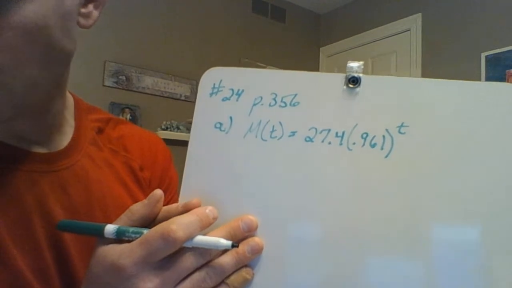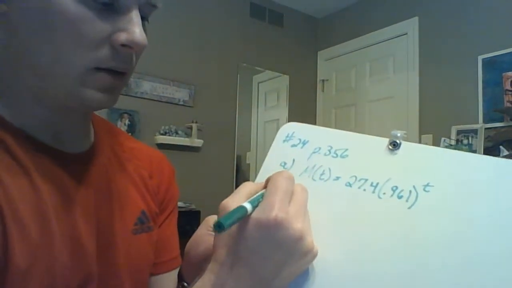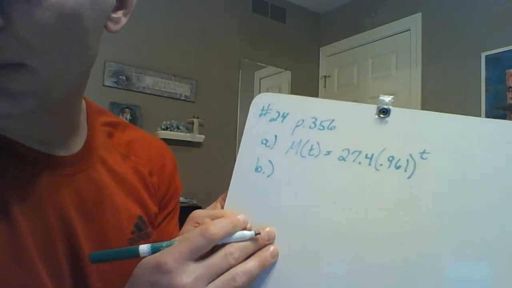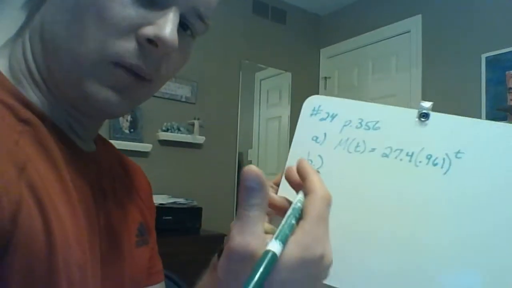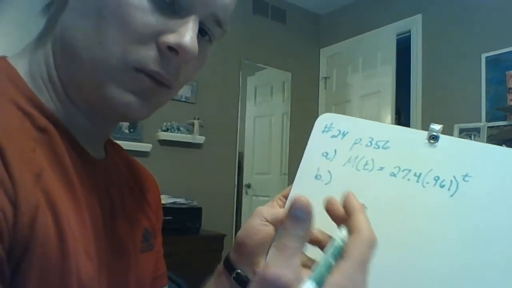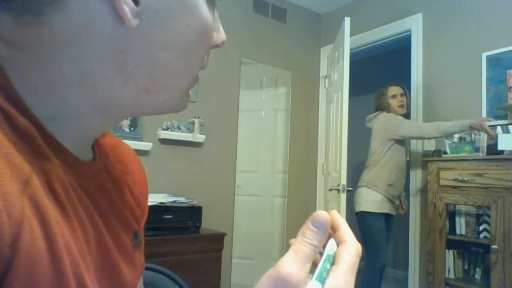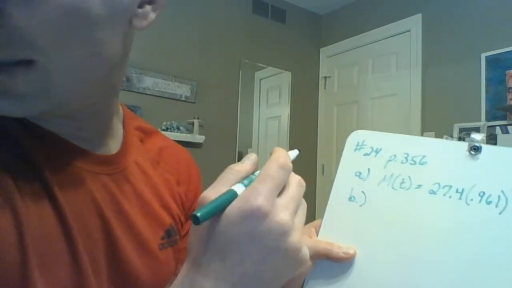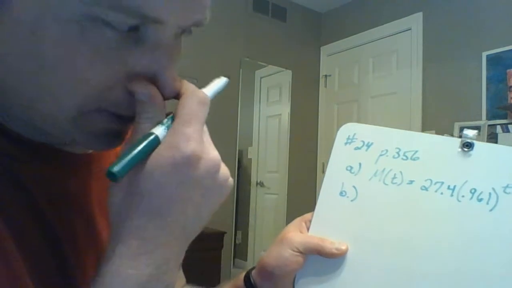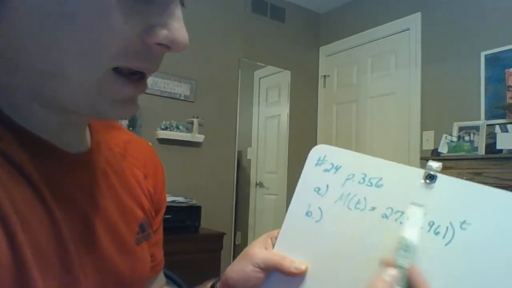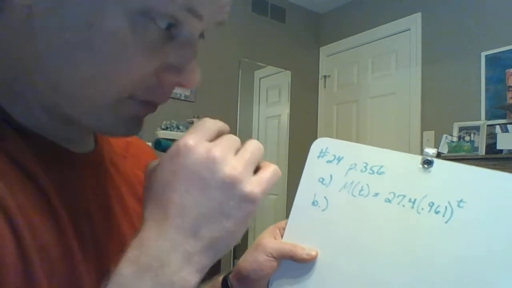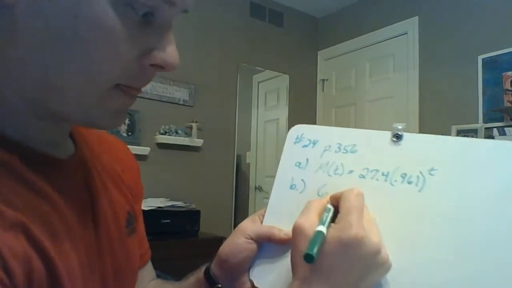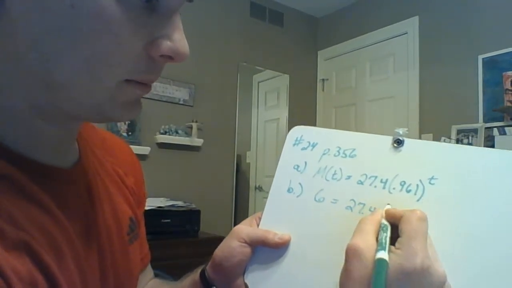Hopefully that part's okay. Now part B says, use your model to estimate the year in which the per capita whole milk consumption dropped to 6 gallons per person. So we have to recognize what they're giving us in terms of 6 gallons. What variable goes with that?